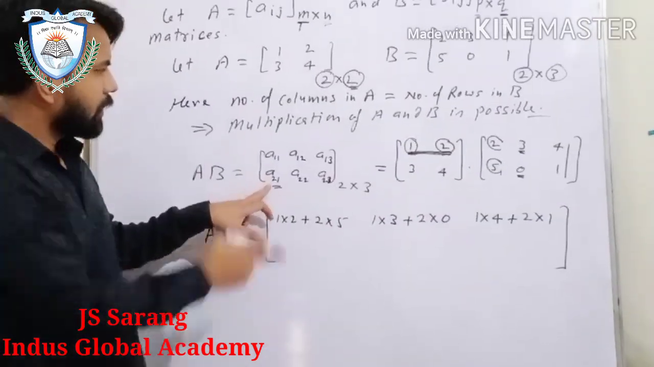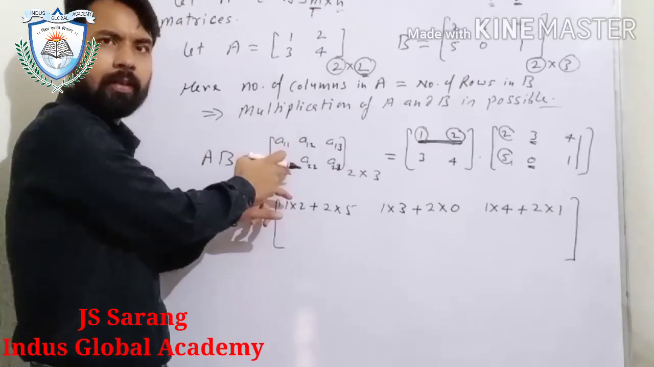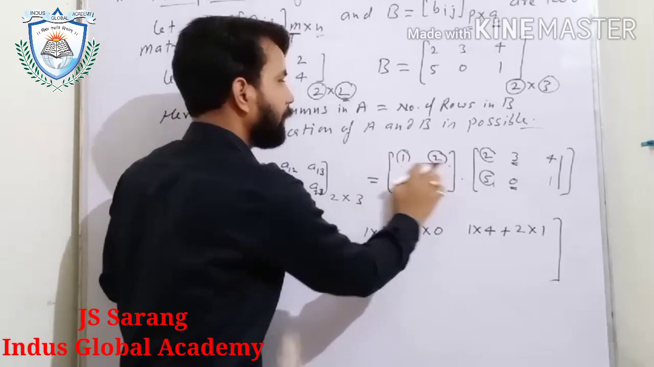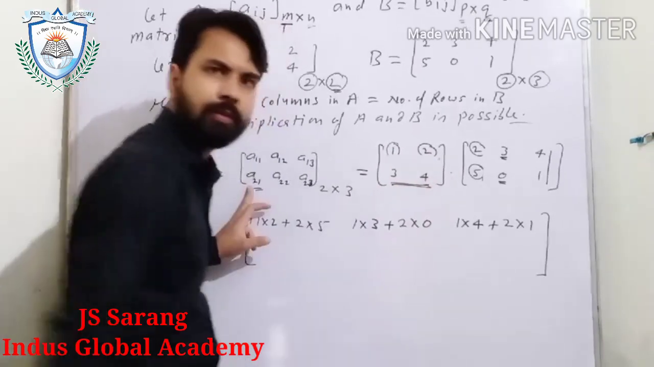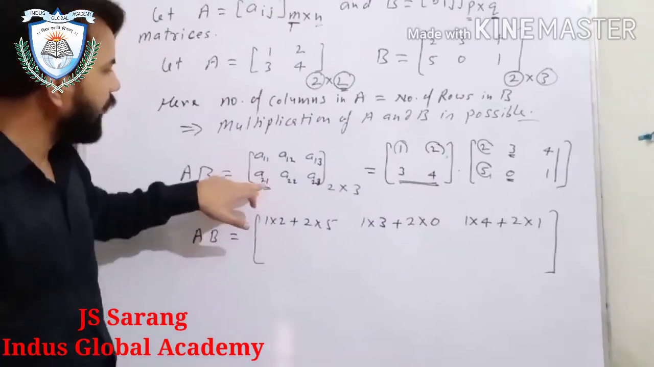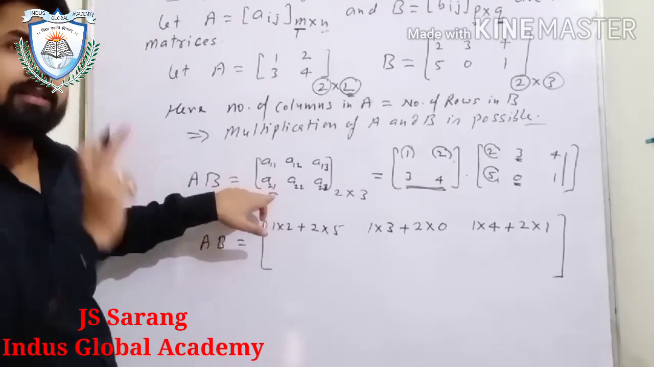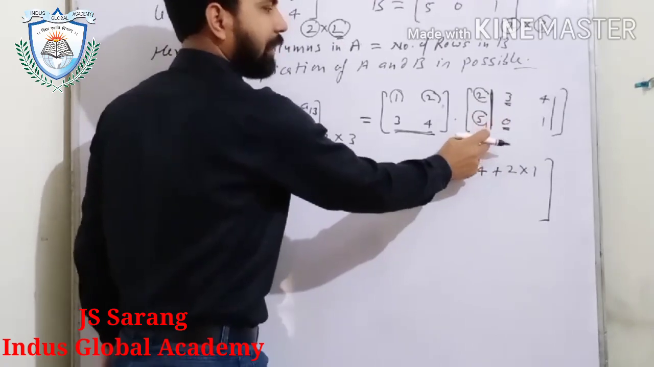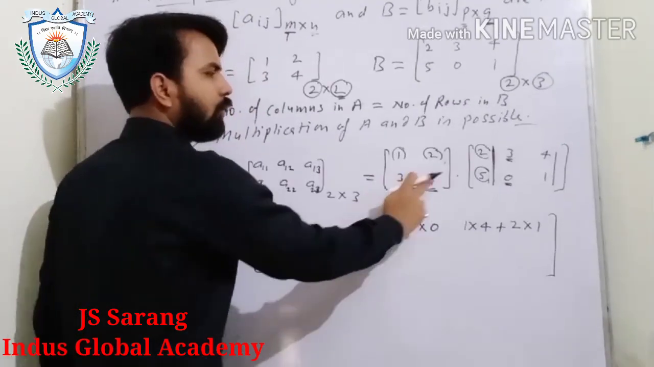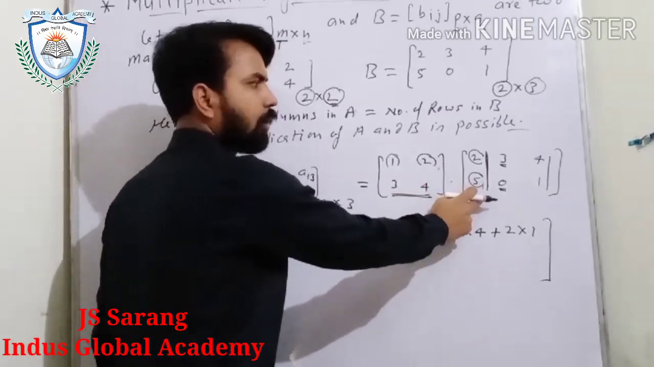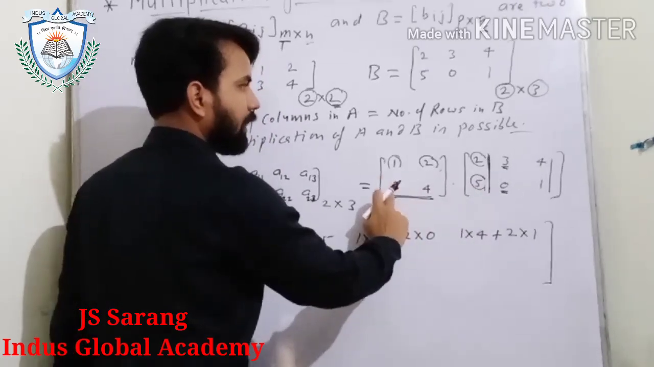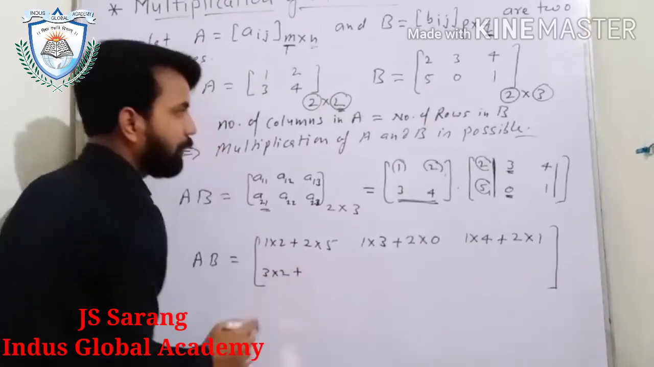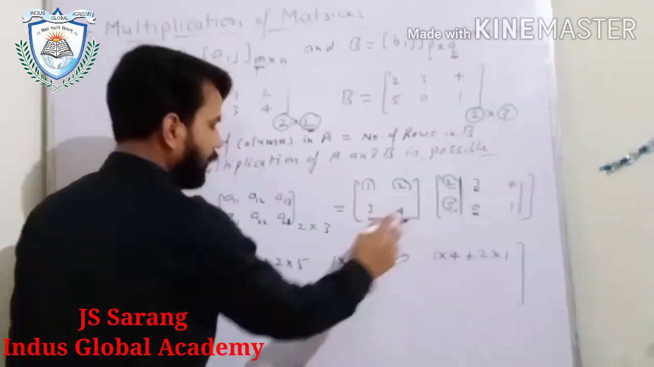Similarly, we can find out A21. A21 stands for second row and first column. So second row of the first matrix. Where is the second row of the first matrix? This is the second row of the first matrix. It is multiplied by the first column of the second matrix. So second row of the first matrix and first column of the second matrix. So this 3 is multiplied by 2, plus 4 is multiplied by 5.